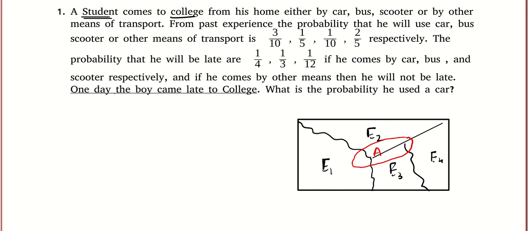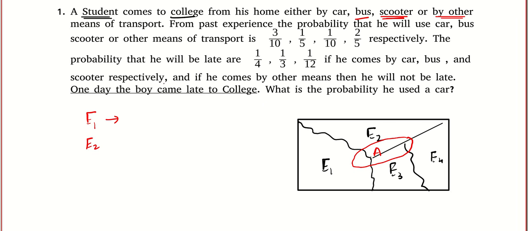I know that the common event is the student being late. So basically E1 means the student is using a car, E2 means the student goes by a bus, E3 means the student is using a scooter, and E4 means he is using other means of transport. The common event here is he becomes late, and the probabilities are given.